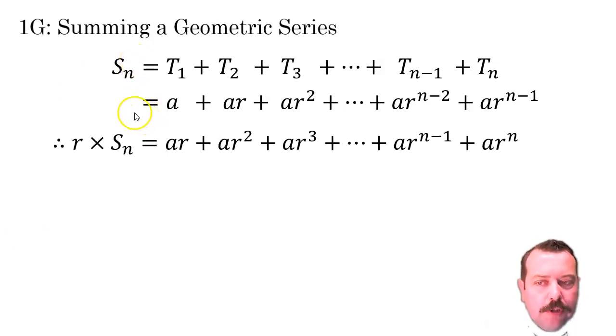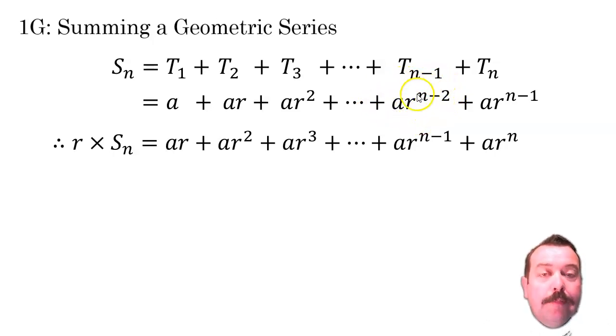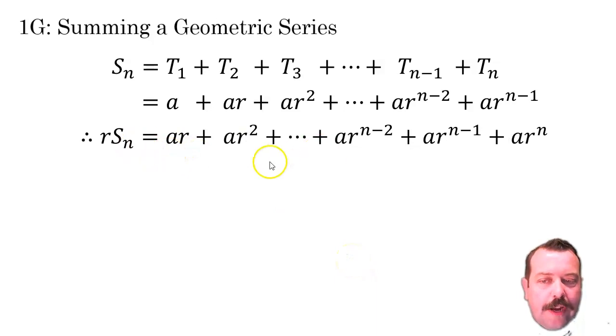Now, if I multiply both sides of this equation by r, I'll have r times the sum to n terms on the left. Then I'm going to have ar plus ar squared plus ar cubed and so on. Now if I multiply this by r, the power of r will increase by 1, so that'll be ar to the n minus 1 and ar to the n. I'm just going to tidy that up a little bit here. And we've got r times the sum to n terms, ar plus ar squared and so on.